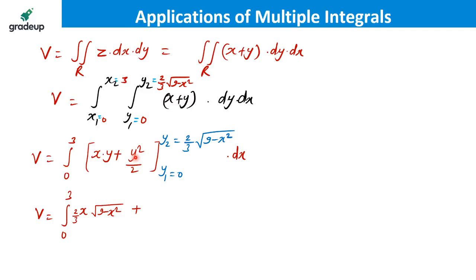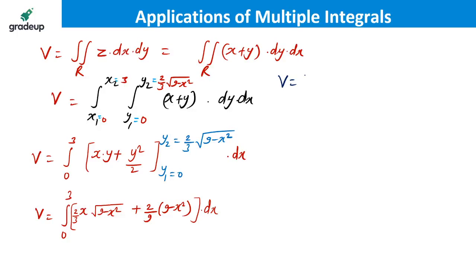So in place of y, when you put this term and square it, it will become 4 by 9. Already there is 2 in the denominator. This will become 2 by 9, 9 minus x square. Lower bound is y equal to 0. When you put in these two places, the result will be 0. Now you can separate this into two parts. That will be easier.